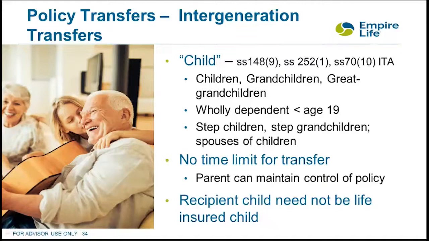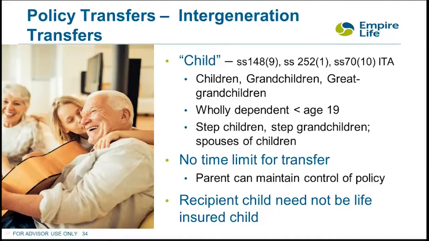For purposes of 148(8), the term child is defined in subsection 148(9) and indirectly refers to other subsections, 252(1) and 70(10). It's a very broad definition of child in this case, which extends to grandchildren, great-grandchildren, and persons under the age of 19 who are wholly dependent and in the custody and control of the taxpayer. That may include the child of a dear friend or nieces and nephews. It can also include stepchildren, step-grandchildren, and spouses of children.